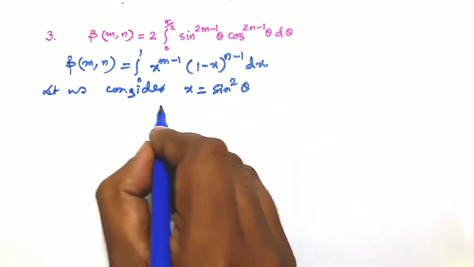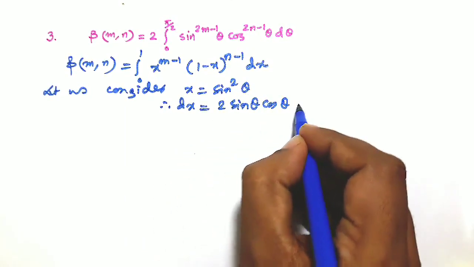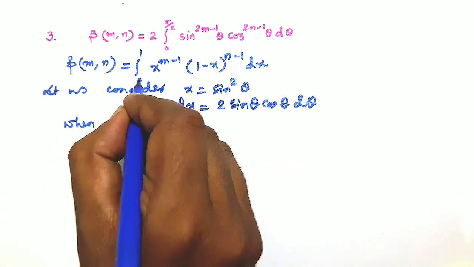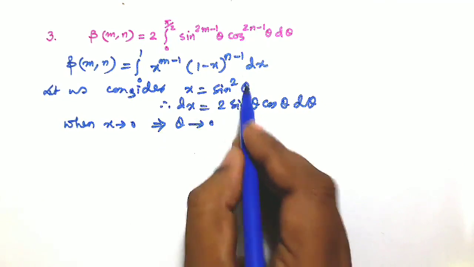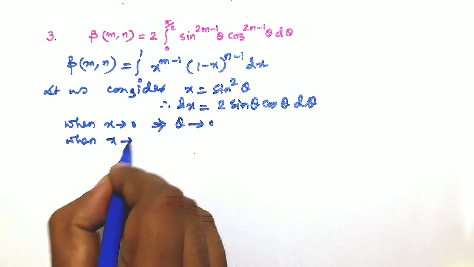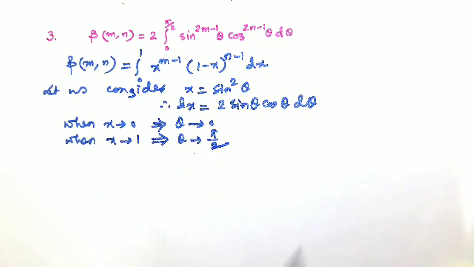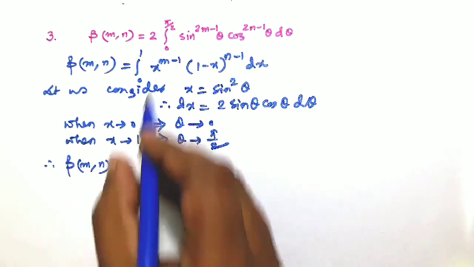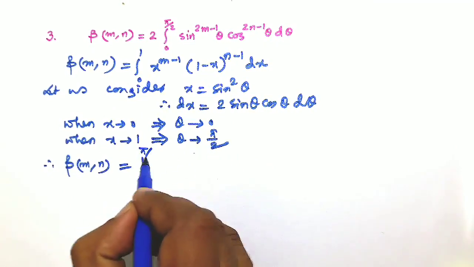x is equal to sine square theta. Obviously, what is dx? dx is equal to 2 sine theta cos theta d theta. Okay. Now we have to change the limit. When x tends to 0, then theta is tending to 0 because x is equal to sine square theta, and sine 0 is equal to 0. And when x is tending to 1, the upper limit is 1, then theta is tending to pi upon 2. Okay. So what is beta of m, n? Beta of m, n is equal to integration 0 to 1. Now the limit will be 0 to pi by 2.